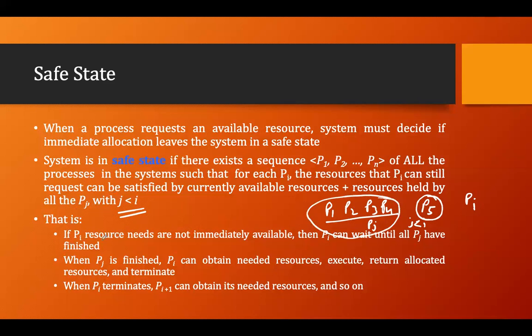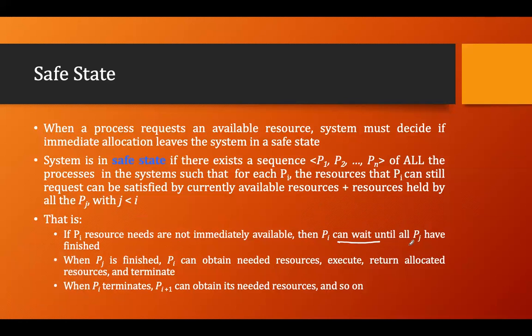To elaborate, if Pi's resource needs are not immediately available, then Pi can wait until all the Pj have finished. Let's say a newly arrived process requests a resource; we will not allow it immediately if it is not available. So it will wait until Pj has finished. Once an older one has finished, it will release the resource and then the new process will get it.